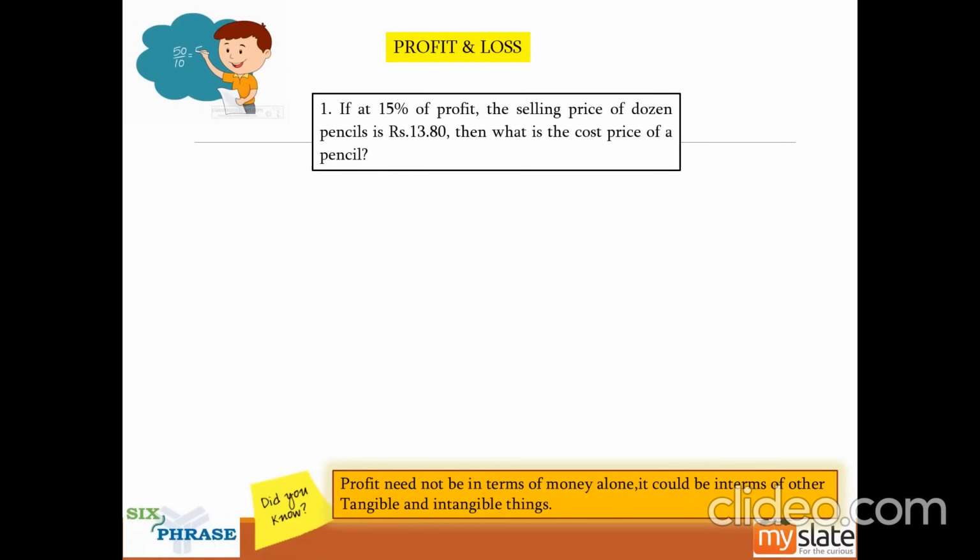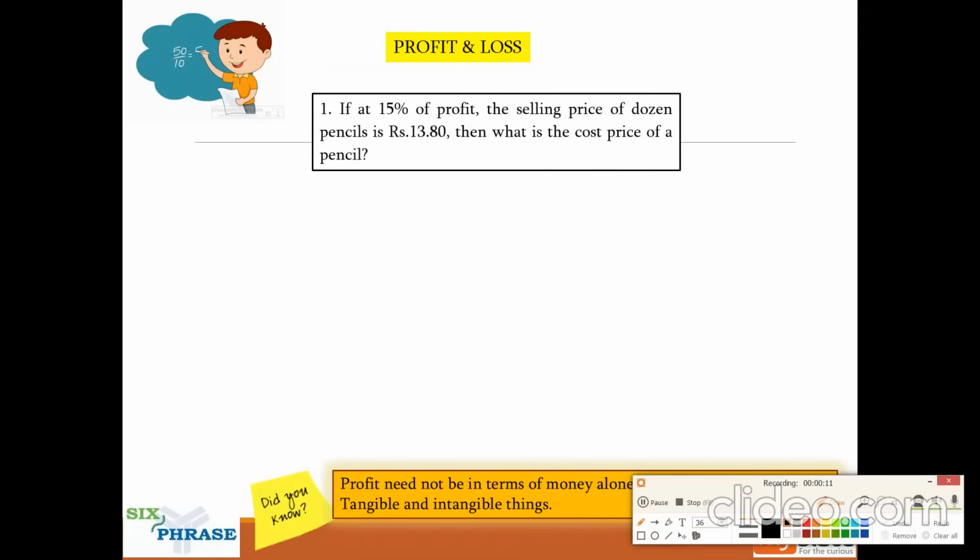percentage of profit. The selling price of a dozen pencils is rupees 13.8. Then what is the cost price of the pencil? So this is the question, and while reading the question, I'd suggest you give your 100% concentration on the question.